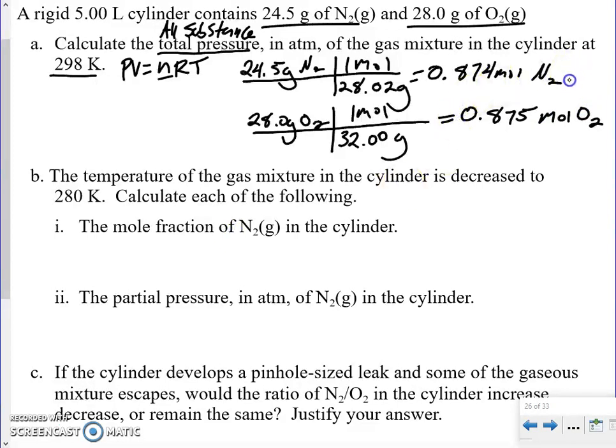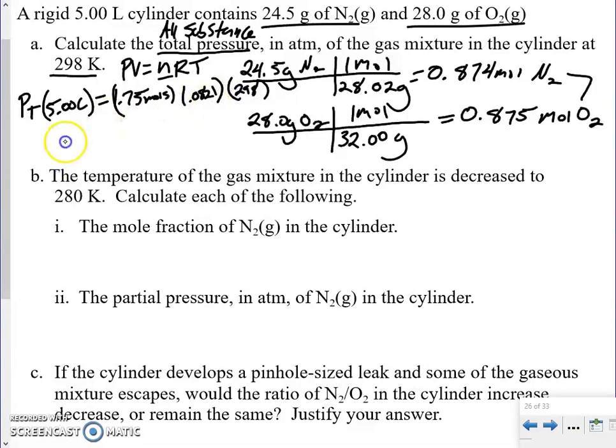Total pressure is going to be for all species, so we need to add these two together and plug that into PV equals nRT. So we're looking for P total, volume is 5 liters. Our n is going to be the combination of the 2 gases, so with proper sig figs, we end up with 1.75 essentially. And that is moles. R is 0.0821, and of course our temperature is already given to us as 298.